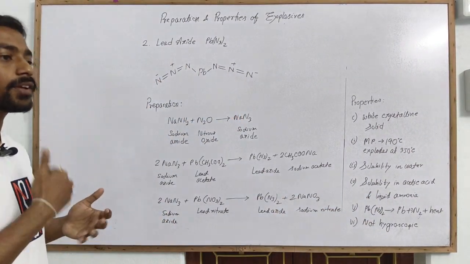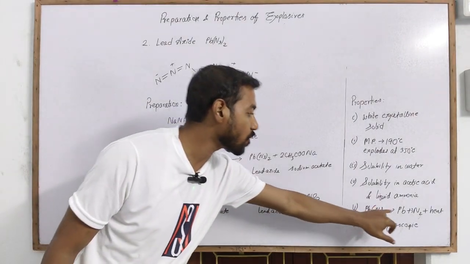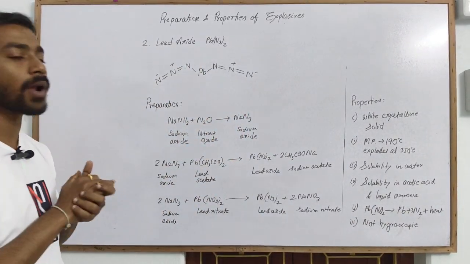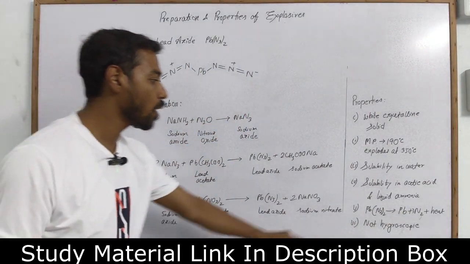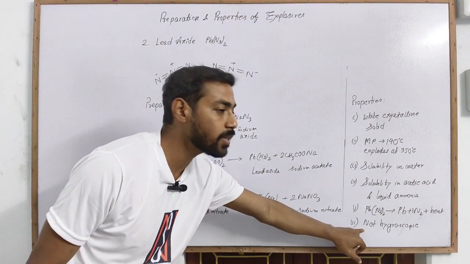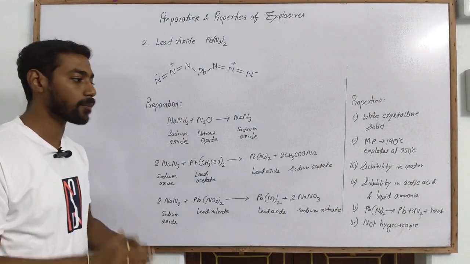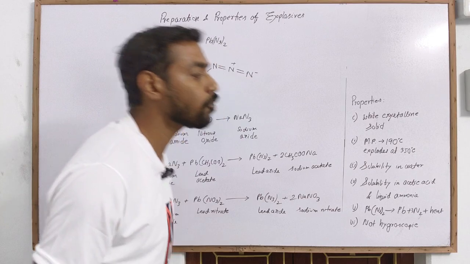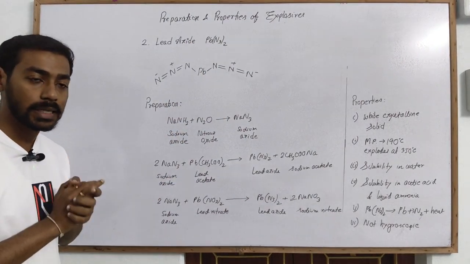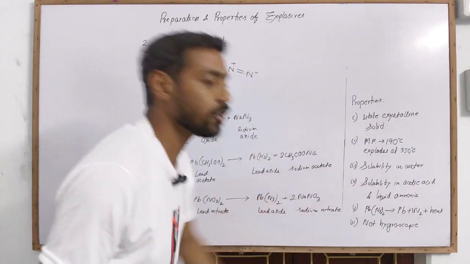Now, when lead azide explodes, what will you get? When it explodes, it mainly generates lead along with nitrogen and heat. A huge volume of nitrogen gas will be produced. It is not hygroscopic in nature, which means it will not absorb any moisture from the air. Therefore its sensitivity cannot be reduced. Its sensitivity will be intact, because it is not hygroscopic in nature.